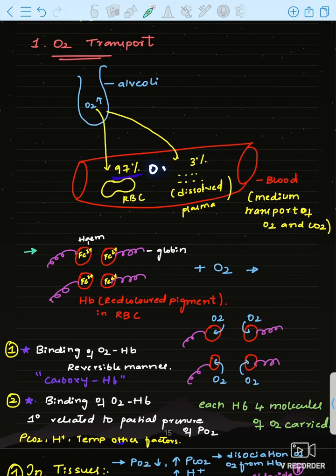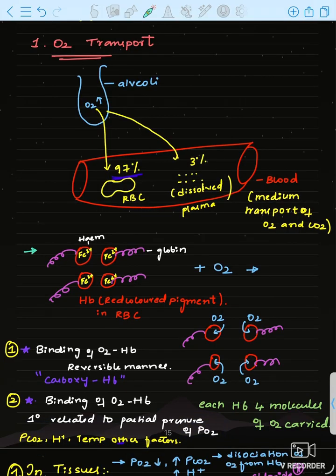How does binding of oxygen with the hemoglobin occur? It is primarily related to the partial pressure of O2. If O2 partial pressure is more, then O2 molecules will easily attach to the hemoglobin molecule. Other factors are PCO2, H plus, and temperature. So this is about oxygen transport.